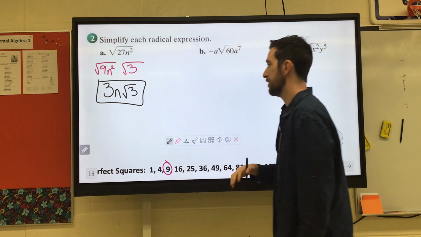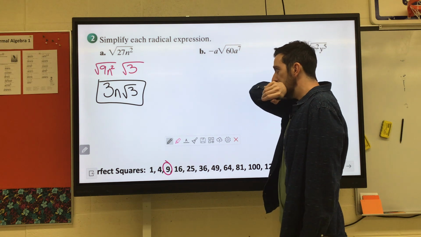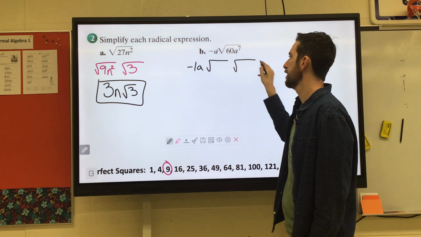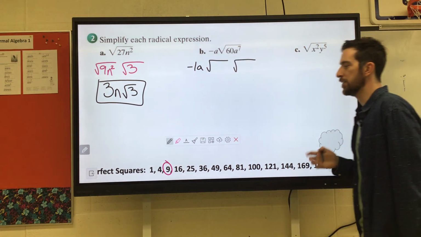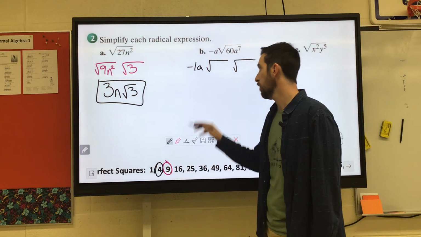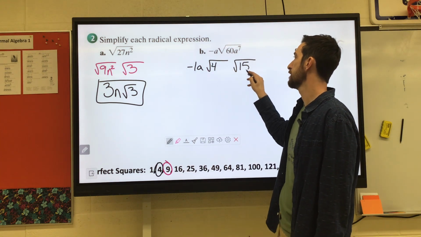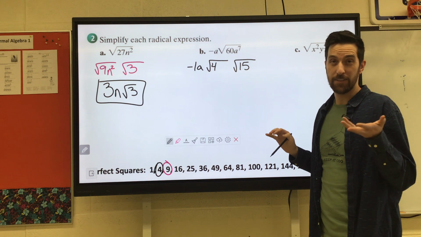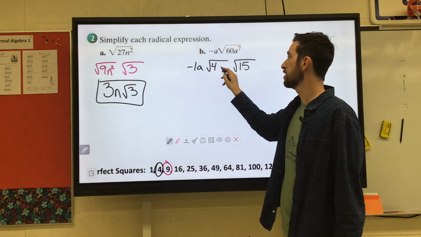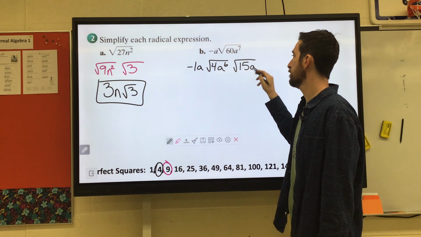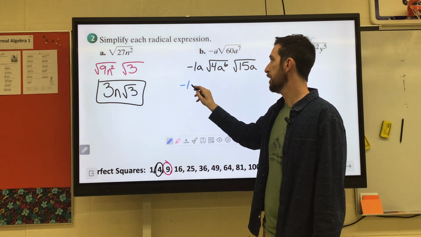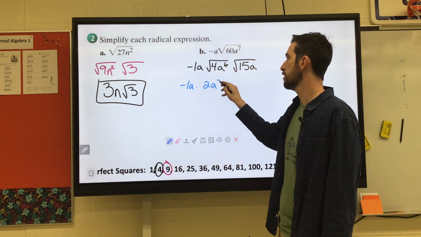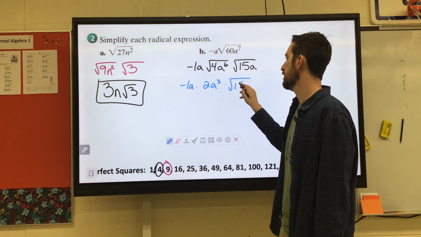-a times the square root of 60a to the 7th. It might help if we write -a as -1a. That might make our next step a little easier. So I'm looking at perfect squares in 60. The only one I know that goes into 60 is 4. It's 4 times 15. A to the 7th. That's odd, so it's not perfect. If that's the case, just bump it down one. We'll put 6 here, and then the 7th one would go over here. So we have -1a times the square root of 4a to the 6th, which would be 2a to the 3rd, and then we have that root 15a.